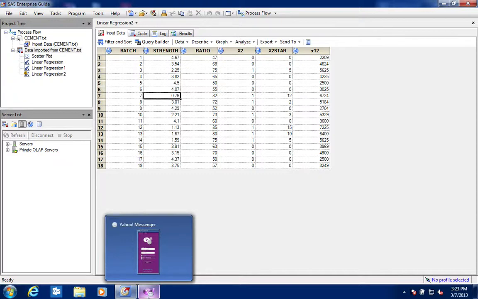Is outlier and regression. Okay. So, conclusion. Want to make a conclusion? The purpose of regression is prediction. You want to have the ratio and predict the strength.